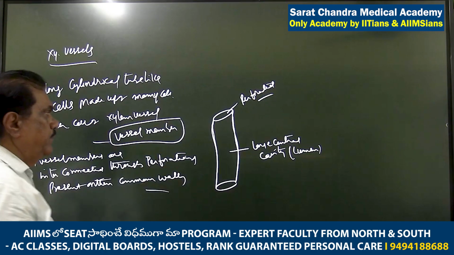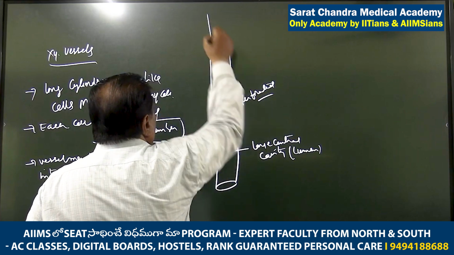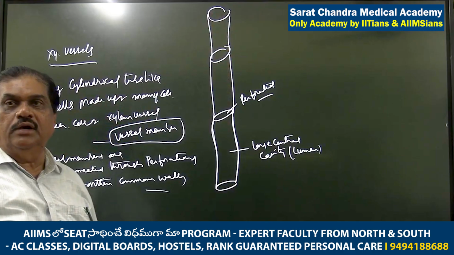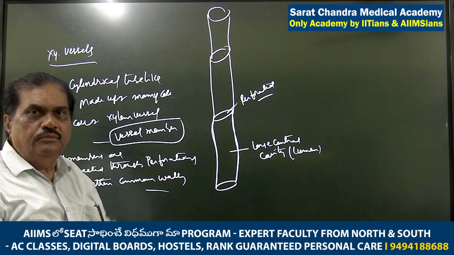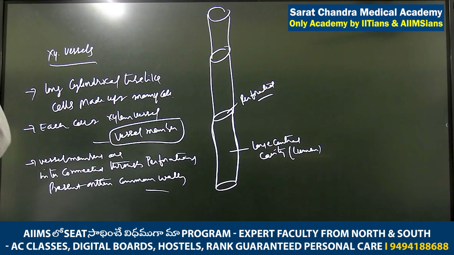This is one vessel member, this is another vessel member, and this is a third vessel member. Like that, all the vessel members are interconnected with one another to form a long tube. That is called a xylem vessel. It forms a long tube from the root up to the tip of the stem.